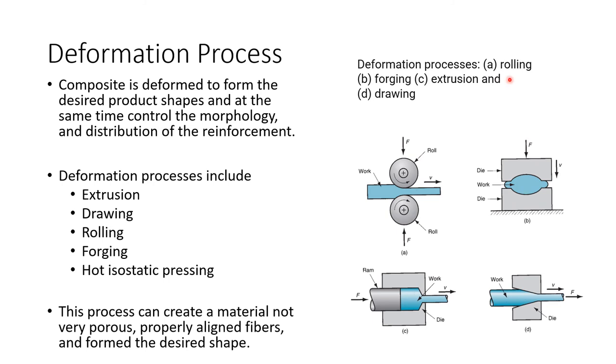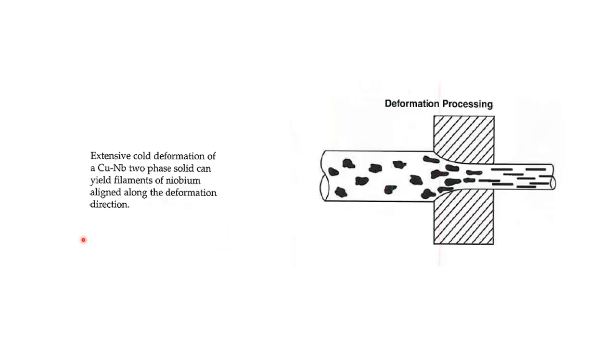So deformation processes: rolling, first one; forging, second one; extrusion, we already know that. And then drawing, yeah, pull that. So try to review these from the previous chapters. Here is another diagram from your textbook. Here is extensive cold deformation of the copper, okay? Two phases that you can see, solid can yield. Filaments of niobium align along the deformation direction. So here you can see this, and that's one of the deformation processes.